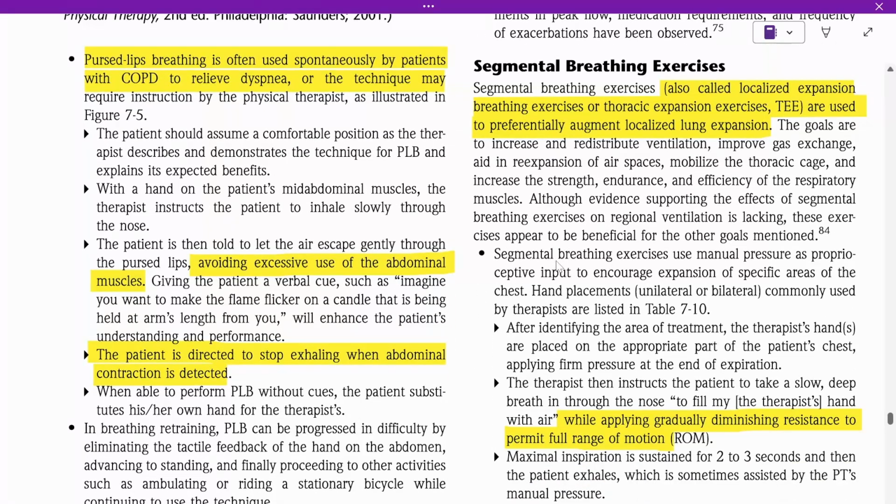Segmental breathing exercises now. Segmental breathing exercises, also called localized expansion breathing exercises or thoracic expansion exercises (TEE), are used to preferentially augment localized lung expansion. The goals are to increase and redistribute ventilation, improve gas exchange, aid in re-expansion of air spaces, mobilize the thoracic cage, and increase the strength, endurance, and efficiency of the respiratory muscles.